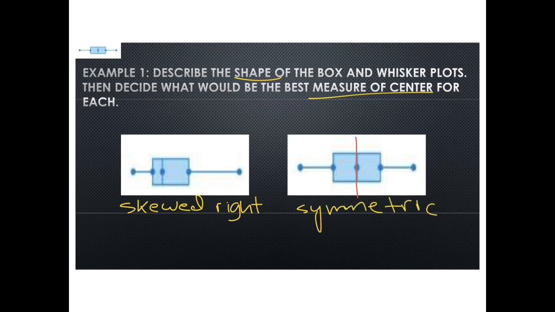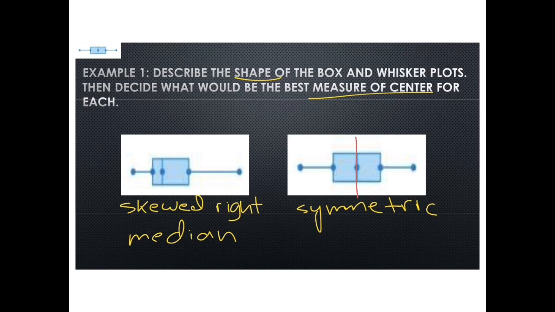Okay, now let's talk about the best measure of center. Anytime something is skewed, automatically we're going to be using the median as our measure of center, because the median is not affected by those numbers that are too big or too small. It's not pulled by the tail.